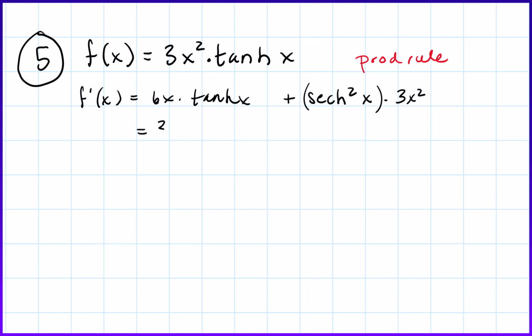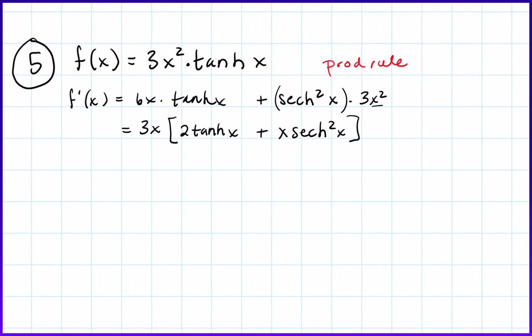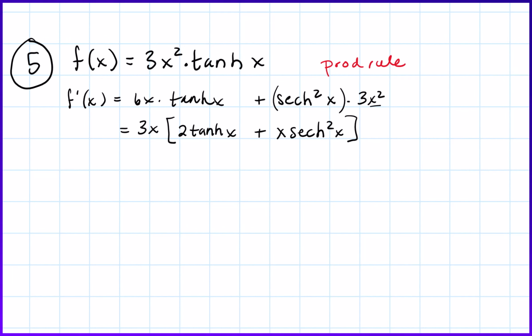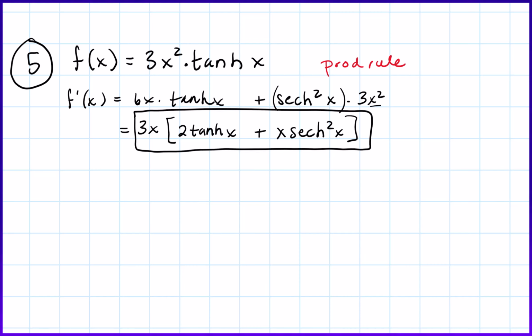We could pull a little common factor out there. I see a 3x that we could pull out, leaving us with 2 hyperbolic tangent of x, plus here we have just an x left, so x times the hyperbolic secant squared of x. All right. That's a nice little derivative simplification there. That one was a quick one.